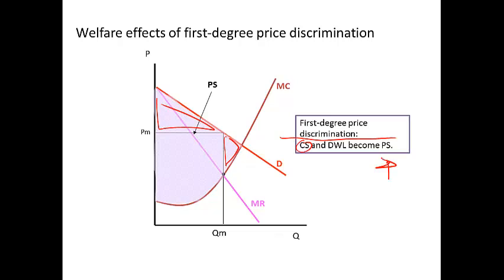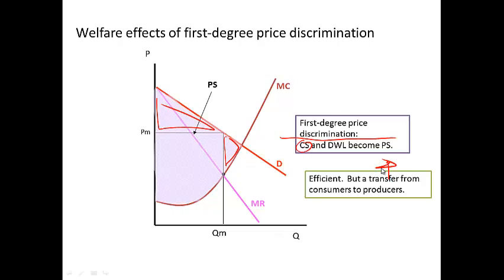Now, in some sense, there's good news and bad news here. It's really efficient. That's the good news. I mean, it's efficient in the sense that there's no deadweight loss, but there's a transfer from consumers to producers. Now, this isn't unambiguously bad, but to the extent that consumers tend to be less wealthy than producers, this can be a transfer from the poorer to the richer, which we might frown upon.